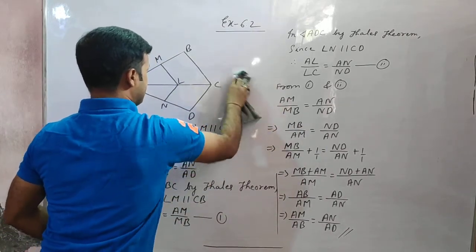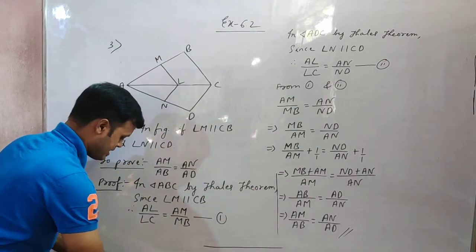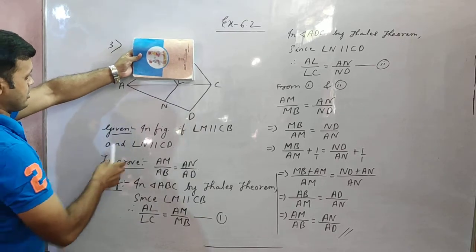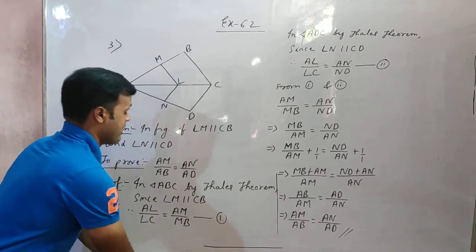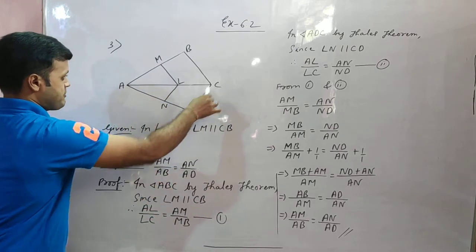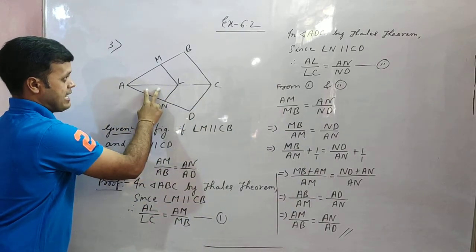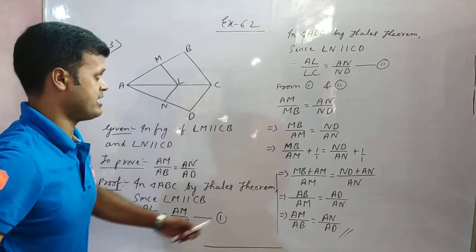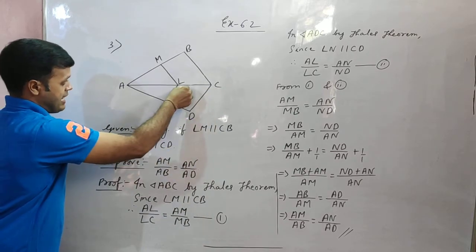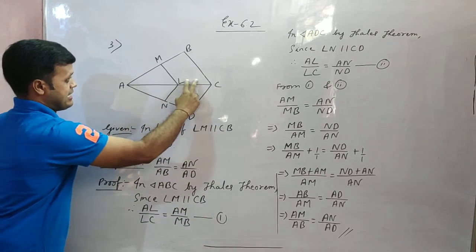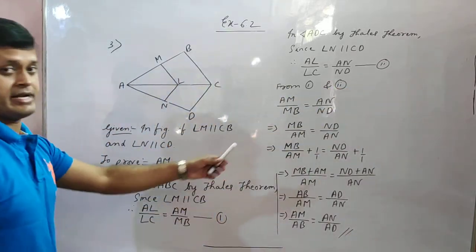In the same way, observe triangle ADC, the lower triangle I am talking about. In this triangle, if LN is parallel to CD, then what can we write? AL by LC is equal to AN by ND. Look again: if LN is parallel to CD, then AL by LC is equal to AN by ND. Mark it number 2. Now from 1 and 2, students.